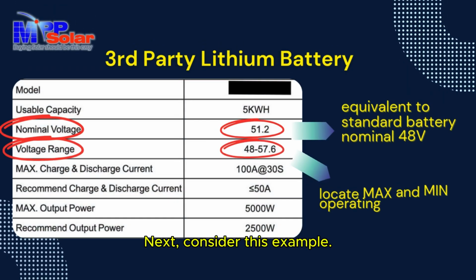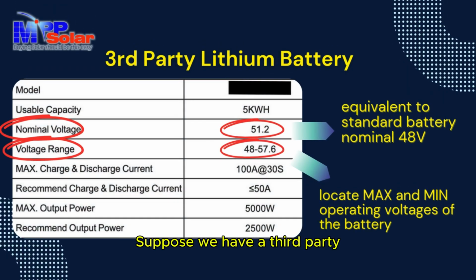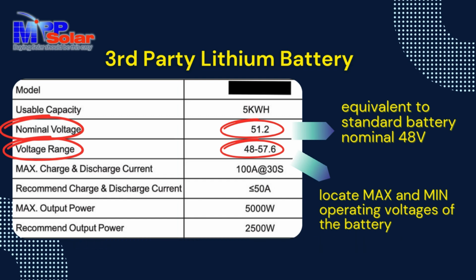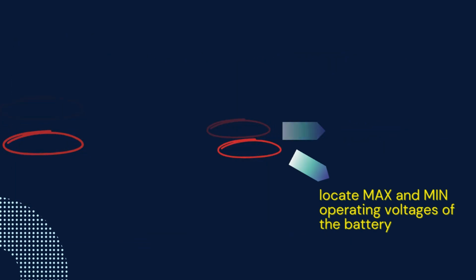Next, consider this example. Suppose we have a third-party lithium battery with a nominal voltage of 51.2 volt, which is quite normal and equivalent to standard 48-volt batteries. Locate the maximum and minimum voltage allowed on the battery. It's 48 to 57.6 volt in this case. Make a note of these two numbers as we'll need them for step 2.